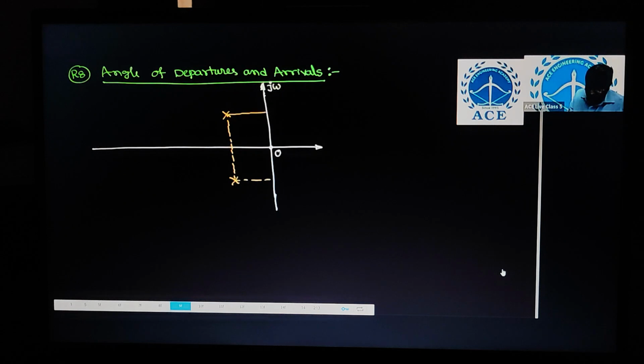What is the angle of departure? Can you tell directly, anybody? Come on, anybody, can you tell the angle of departure? Nobody telling. Is it possible to tell directly?